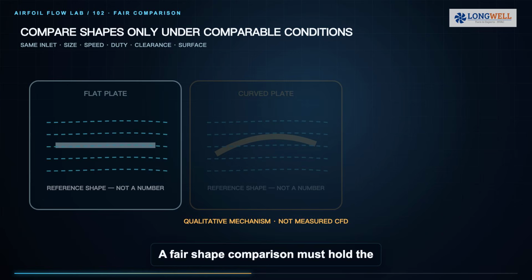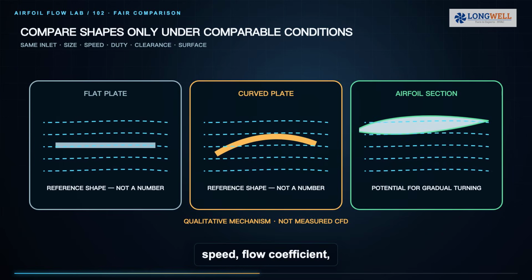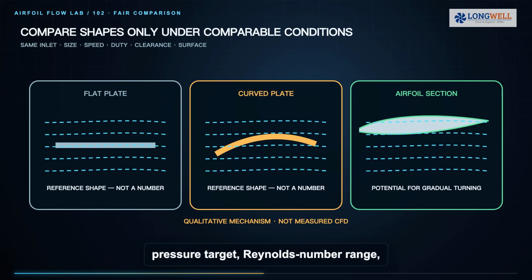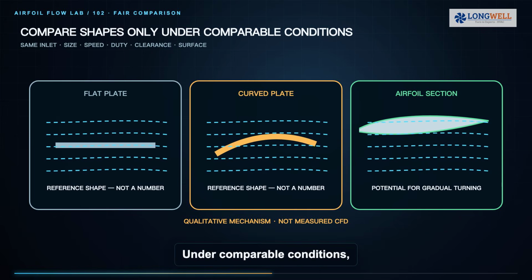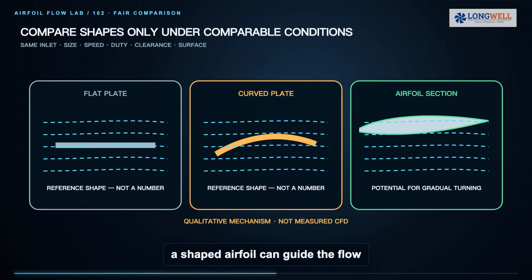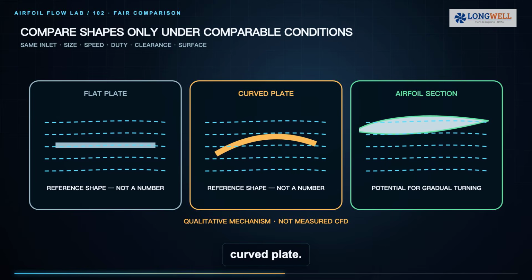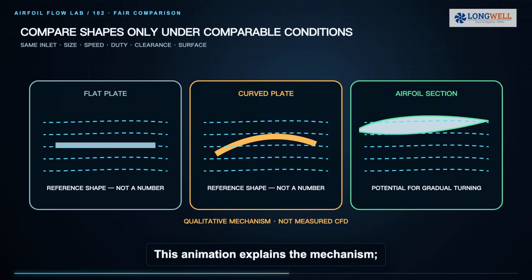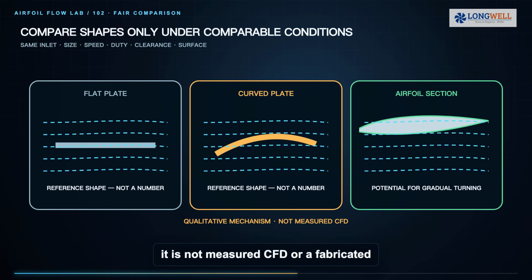A fair shape comparison must hold the inlet condition, diameter, speed, flow coefficient, pressure target, Reynolds number range, clearance, and surface quality as consistently as possible. Under comparable conditions, a shaped airfoil can guide the flow more gradually than a flat or simple curved plate. This animation explains the mechanism. It is not measured CFD or a fabricated efficiency result.